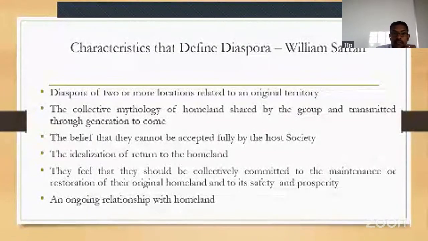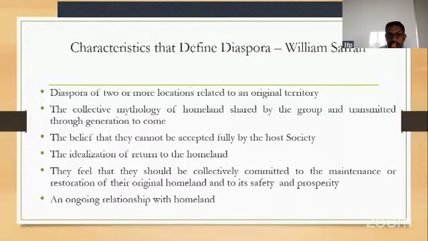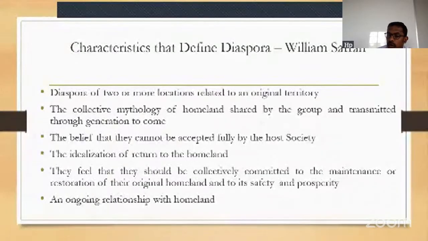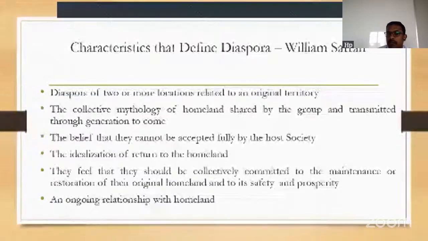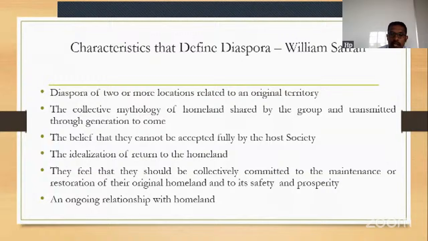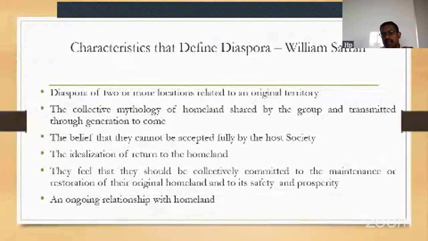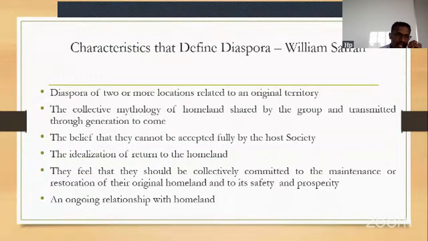The second is a collective mythology of the homeland, shared by the group and transmitted through generations to come. They believe that they cannot be accepted fully by the host society. This is a very important area. Sometimes they cannot be given citizenship and they will be on contract. They cannot have the educational or financial benefits of that host country, so they are kept on contract, as second-class citizens. So they believe they cannot be accepted fully. That is another characteristic of diaspora. And the idealization of return to the homeland will be there.